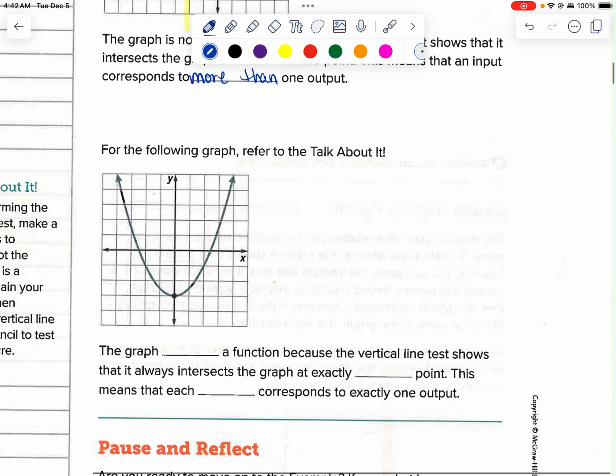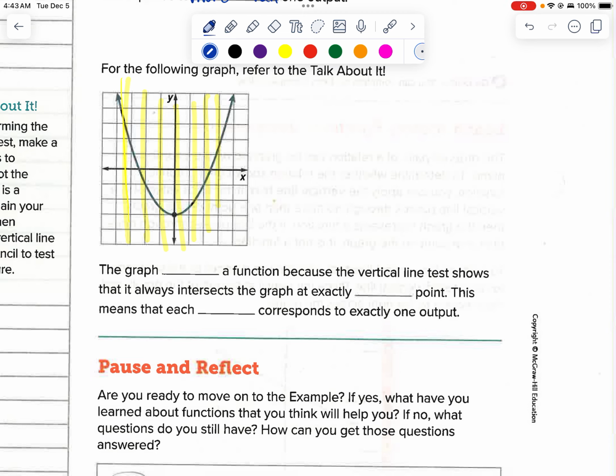Okay, so let's look at this one. Oops, I meant to do highlighter. As I'm drawing this, this is not hitting it in more than one spot. So the graph is a function because the vertical line shows that it always intersects the graph in exactly 1 point, and this means that each x, or each input, corresponds to exactly one output.